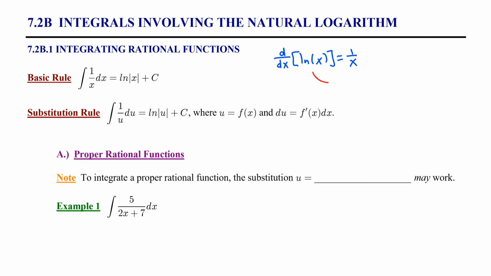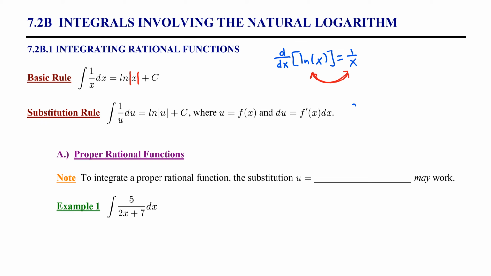If the derivative of natural log of x is 1 over x, then we can assume the integral of 1 over x is natural log of x. And that's what the basic rule expresses. The integral of 1 over x dx equals the natural log of the absolute value of x plus c. The only thing you may not have anticipated there is the absolute value bars around the x. That simply ensures that the argument of the logarithm is positive, because we know the domain of a logarithmic function is all positive numbers.